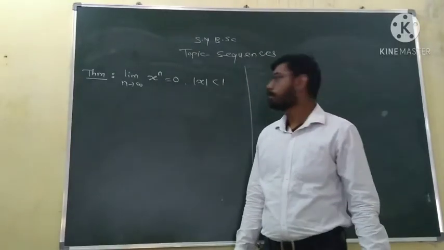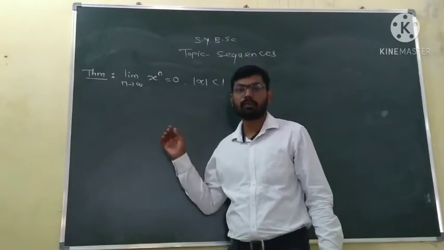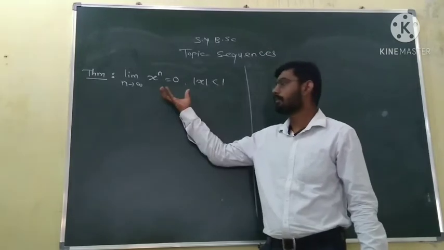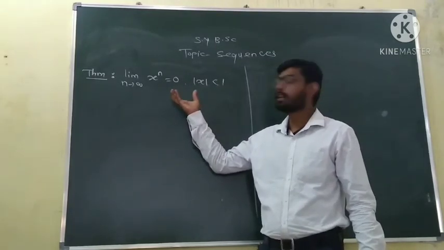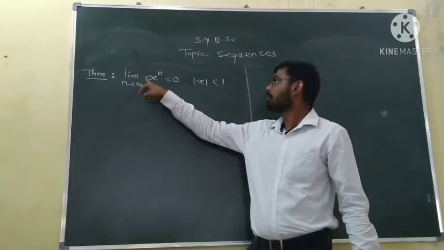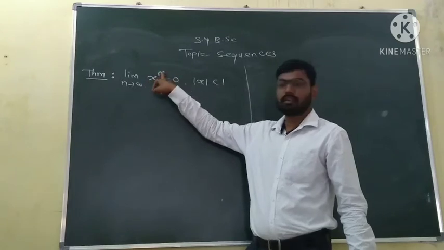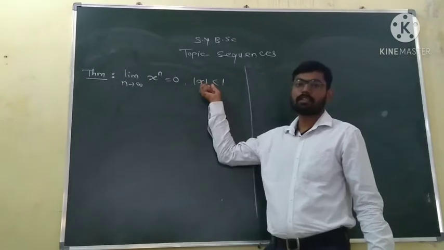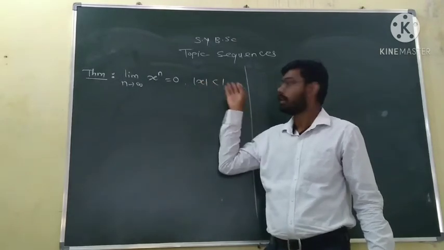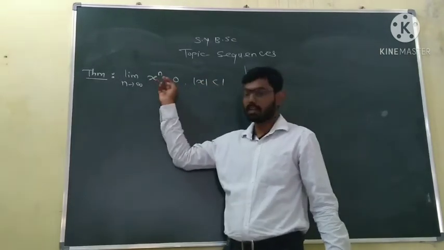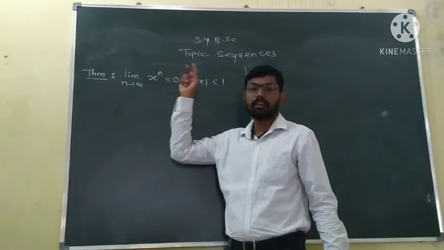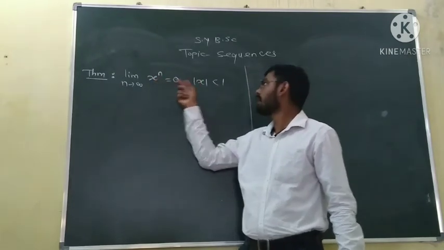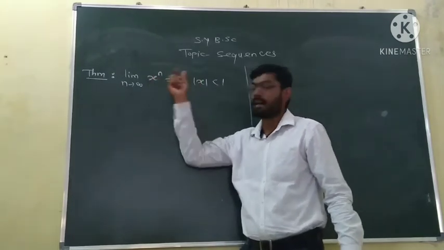Before going to the examples based on the previous theorem, we will see one more important theorem. This theorem is: the limit of x to the power n is equal to 0 as n tends to infinity, when mod of x is less than 1. So this is the sequence whose nth term is x to the power n. Then the limit of this sequence is 0 whenever the value of x lies between minus 1 and plus 1.